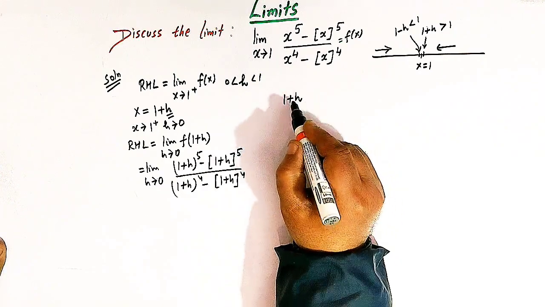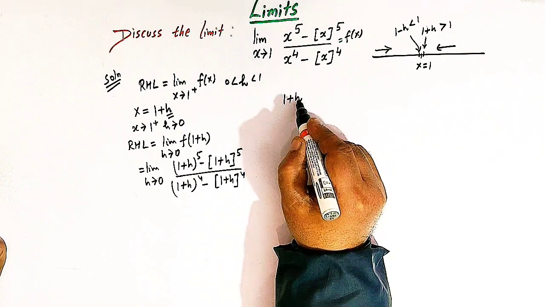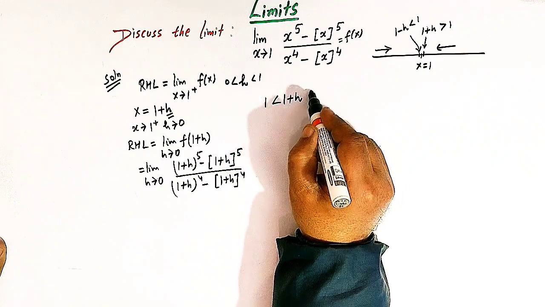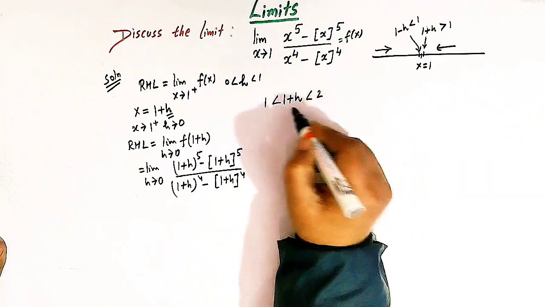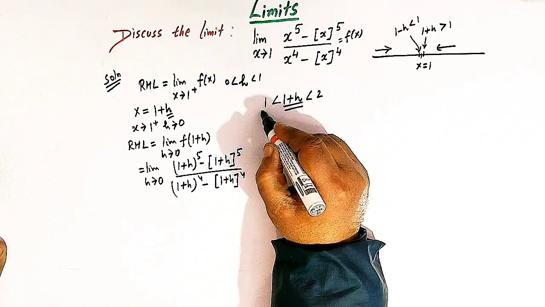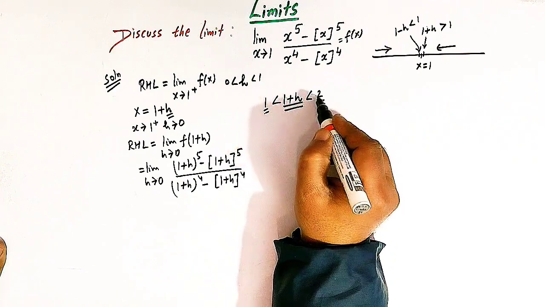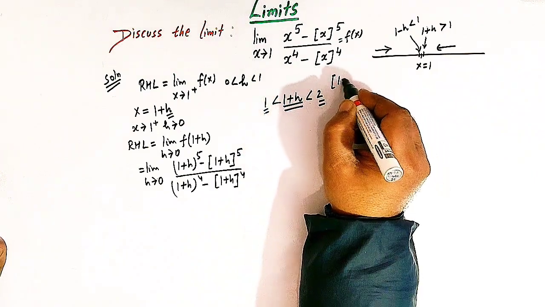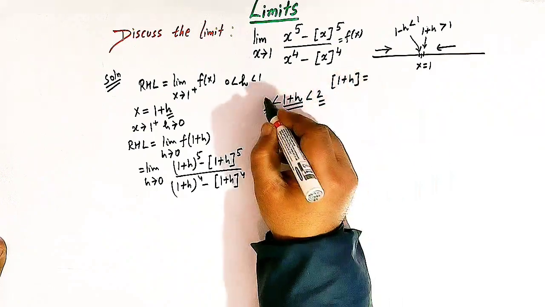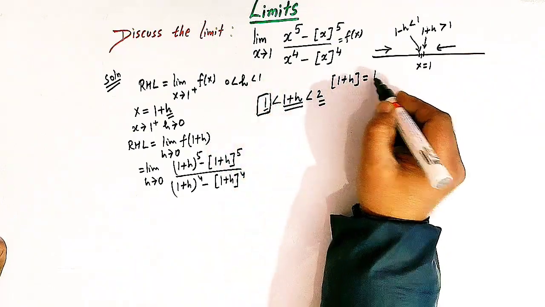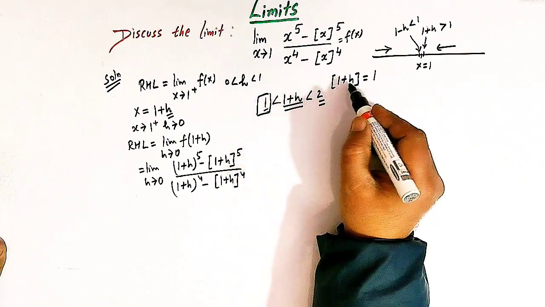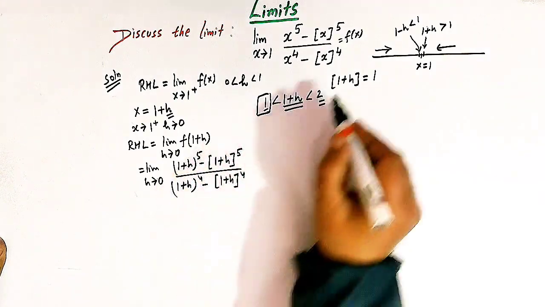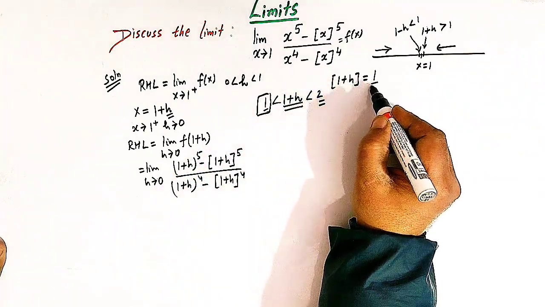So when we add h to 1, then 1 plus h is slightly greater than 1, but it is always less than 2, right? So it means 1 plus h lies between these two integers 1 and 2. And from the definition of the greatest integer function, we can say that greatest integer of 1 plus h should be equal to 1, right? Because 1 is the greatest integer less than 1 plus h, right? So now greatest integer of 1 plus h may be replaced by 1.